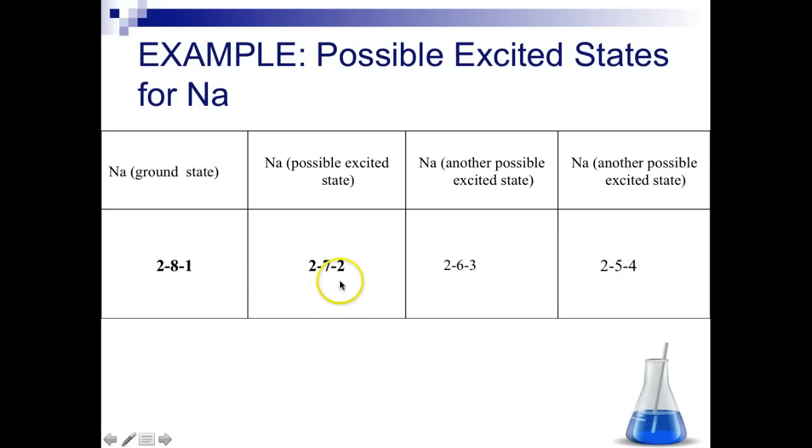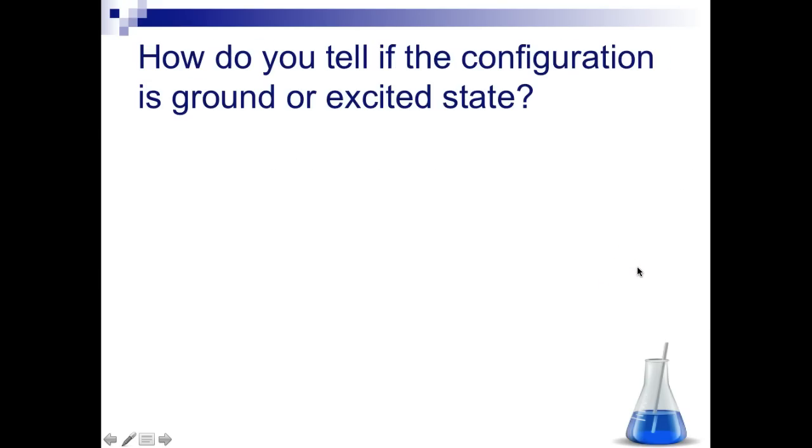What's happening here is that in this excited state, one of the electrons from the second energy level is being kicked out to the third. And in this one, not one but two electrons are being kicked out to the third energy level. And in this one, not two but three electrons got kicked to the third energy level.